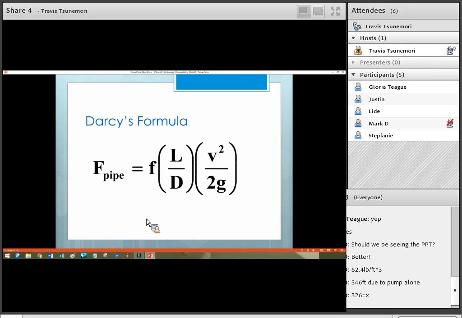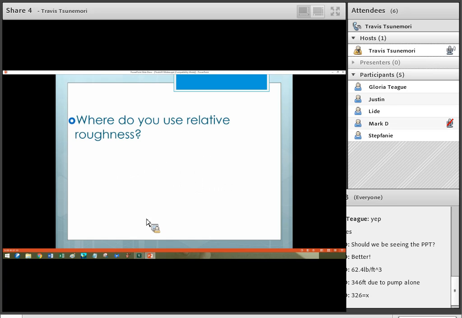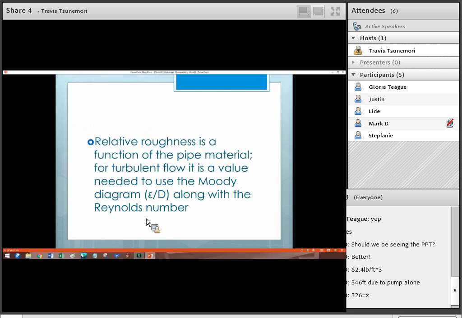Okay, so really what we need to know there is little f. And in order to find little f, we need to know our relative roughness. And that's going to be a function of pipe material. So relative roughness is a function of the pipe material, and for turbulent flow, it is a value needed to use the Moody diagram.